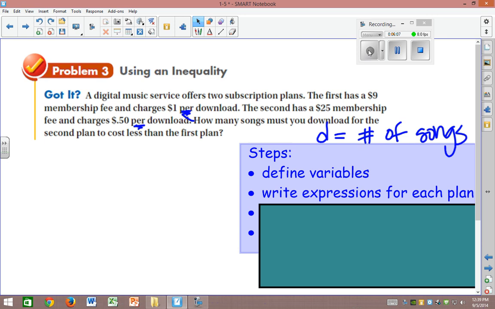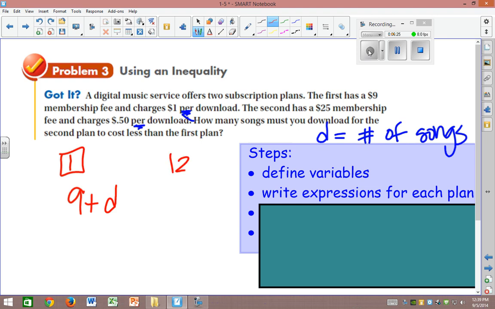Okay, write an expression for each. So let's start with the $9 plus $1 per. No, wait a minute, the 9 isn't a per. Right, so $9 is what you gotta pay no matter what, plus $1 per download. So it'd be 1 times D. Okay, that's plan 1. Plan 2 is 25 no matter what, plus 0.5 times D.